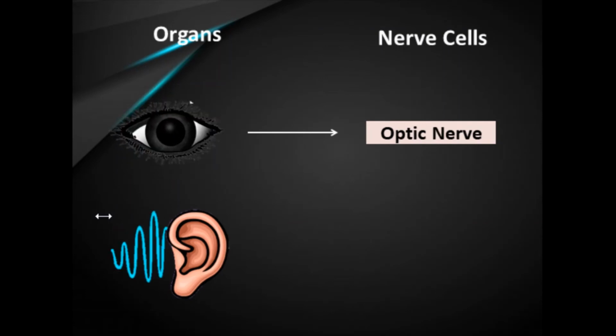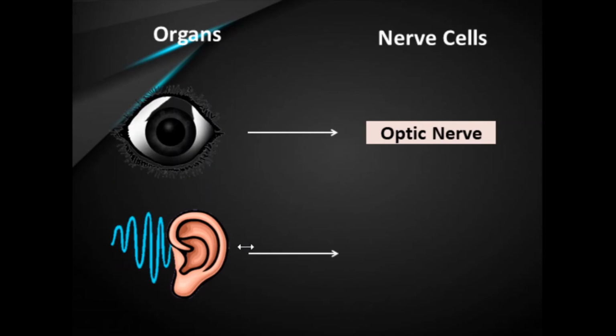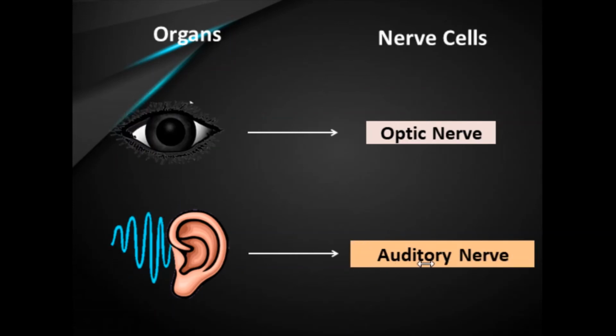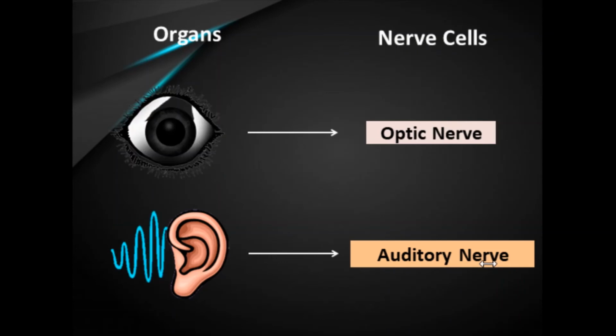It is our ears. Very good. The ears are for the sense of hearing. And what cell or nerve cell is responsible for this one? We have the auditory nerve. Again, one more time. Let's say it together. Auditory nerve.